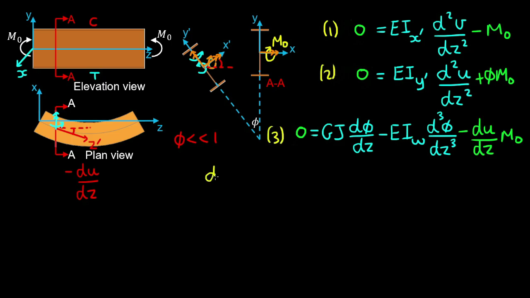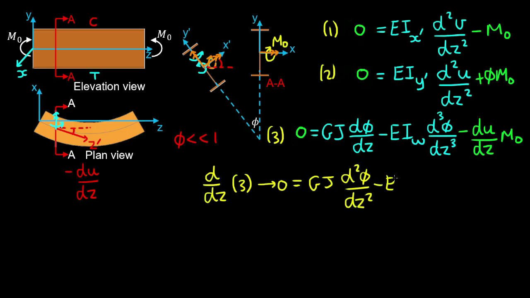And now we differentiate 3 with respect to z. So that gives 0 is the torsional stiffness, or the second derivative of the angle of twist with respect to z, minus the warping stiffness, or the fourth derivative of phi with respect to z, and minus the second derivative of u, being the lateral deflection with respect to z, by m naught. So we'll call this equation 4.